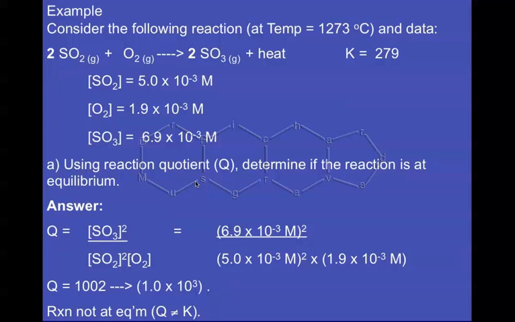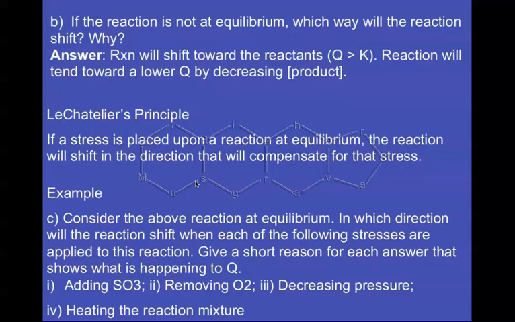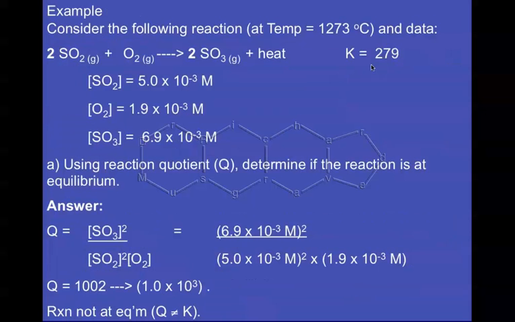But what we can do, as I described in the earlier mini lecture, is figure out which way the reaction is going to go based on the comparison of Q to K. Since the reaction has a Q value greater than K, 1002 versus 279, the reaction will want to lower its value of Q. It will do so by decreasing product, or if you'd like, increasing reactant. By increasing the amount of SO2 and O2, that is by moving to the reactant, we can lower the value of Q and it will get closer to K.